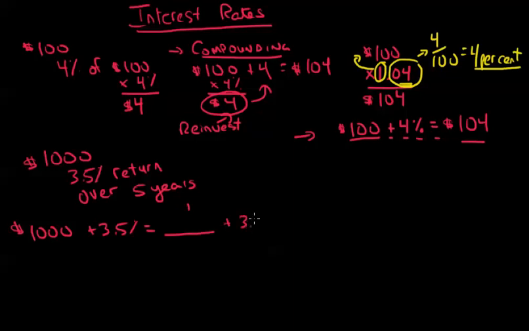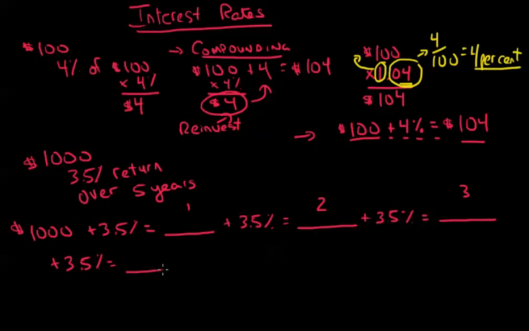And then I can add another 3.5%, and that will give me my year 2 value. And then another 3.5%, and that will give me my year 3 value. And then another 3.5%, and that will give me my year 4 value. And then another 3.5%. You can just keep doing this over and over again in your calculator, and it would be very straightforward. That last will give me my year 5 value.